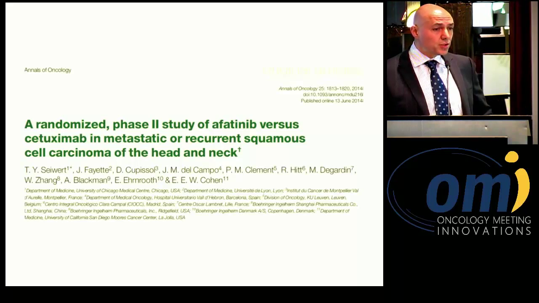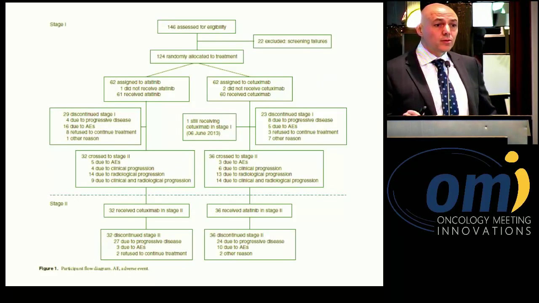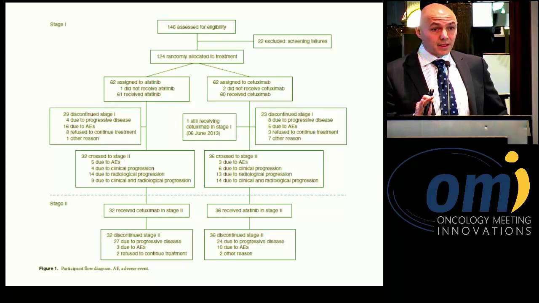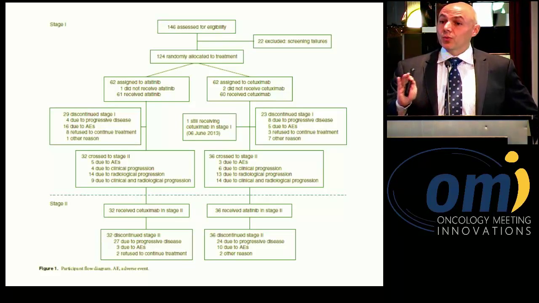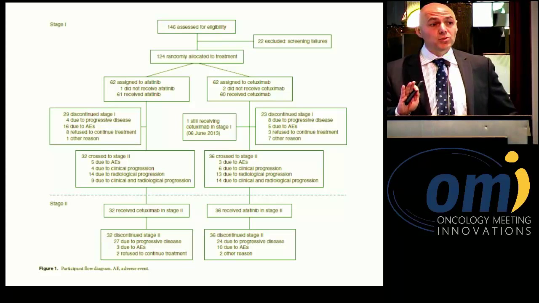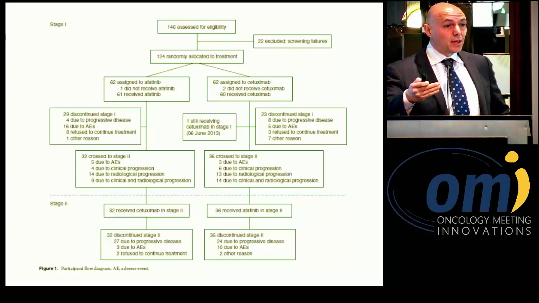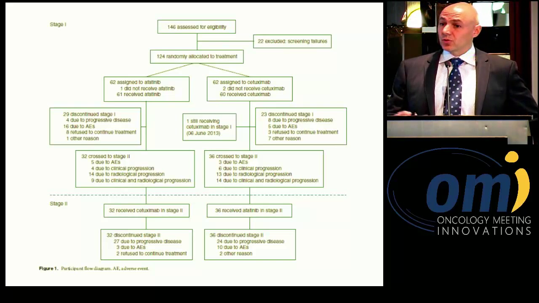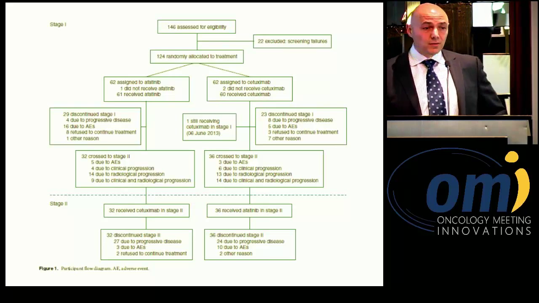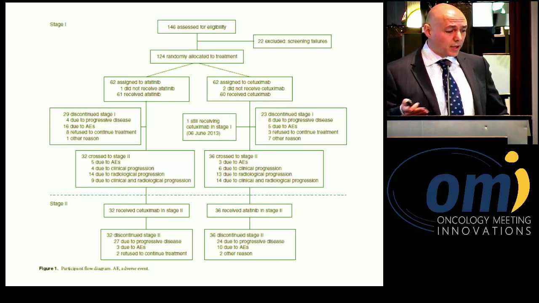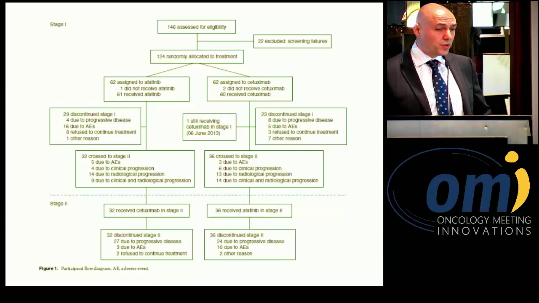And the setting was patients who had prior exposure to cisplatin in the recurrent and metastatic setting, who had clearly progressed on cisplatin. So these were not patients who couldn't tolerate platin, but who actually progressed and then became eligible to be randomized to either afatinib versus cetuximab. And here you see the consort diagram showing you the flow of the patients through the study.